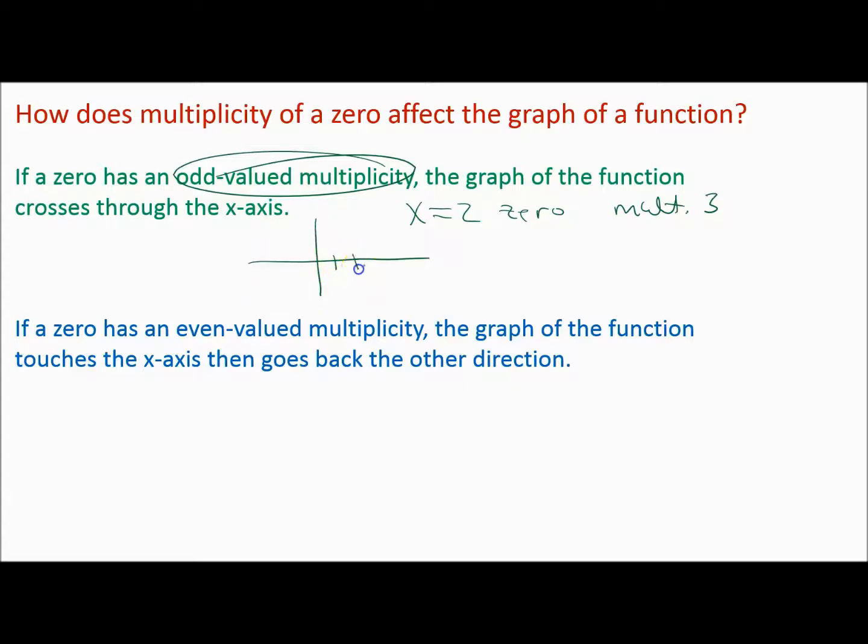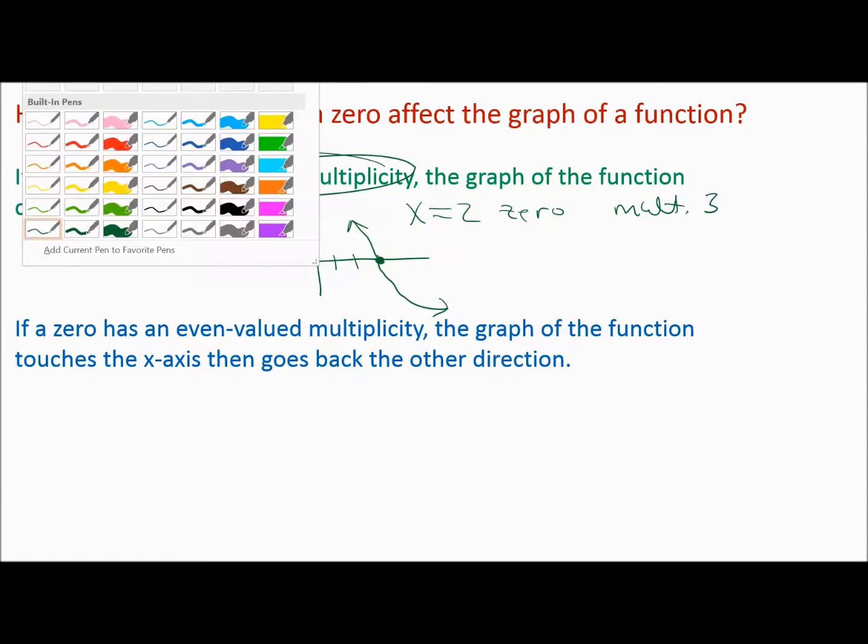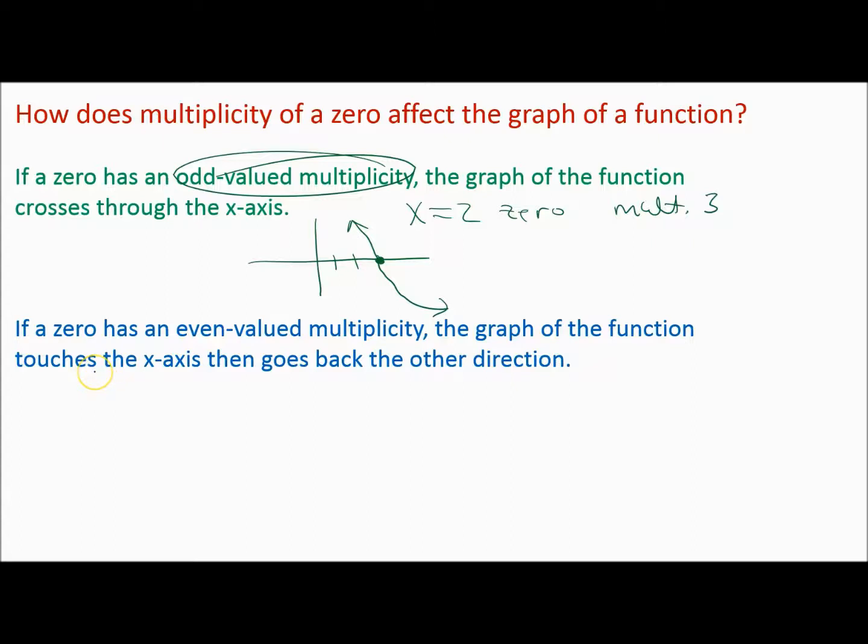Then what could happen on the graph is the graph, if it's coming from this side, it would just cross through the x-axis and continue what it's doing. So it's going to cross over the x-axis, just like crossing a lane of traffic, okay? Now, on the other hand, the other option is if a 0 has an even valued multiplicity. What's going to happen is the graph of the function just touches the x-axis and goes the other way. So let's just say x equals 2 is a 0 again, but the multiplicity this time is 2. So x equals 2 shows up twice, okay?